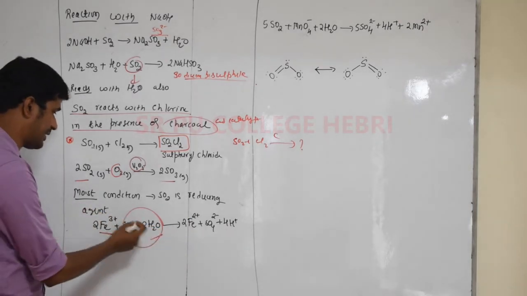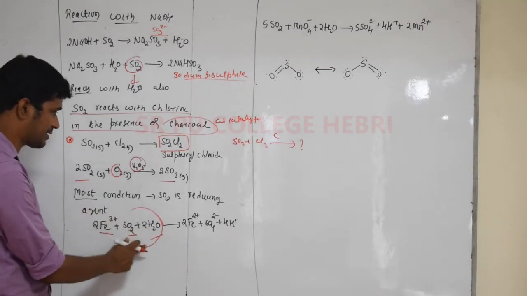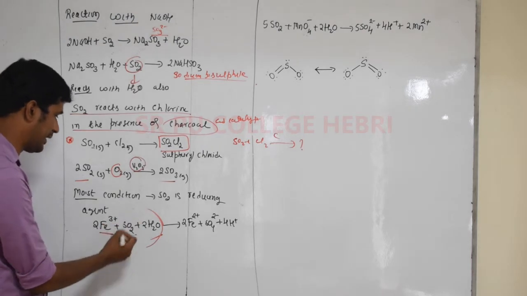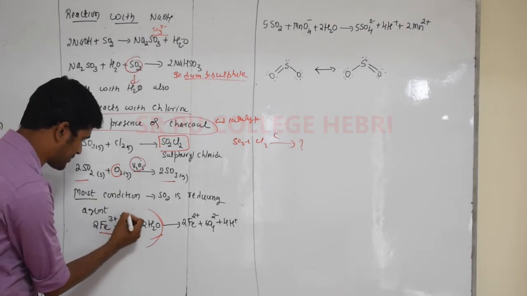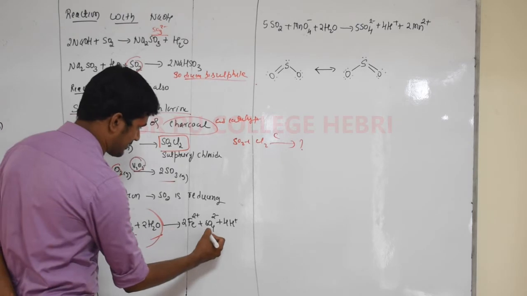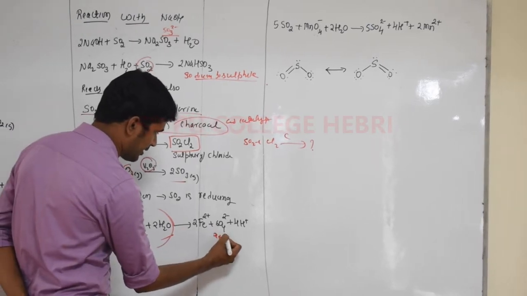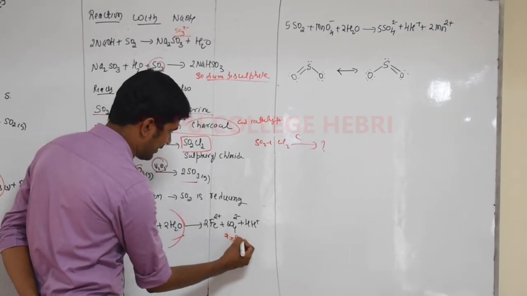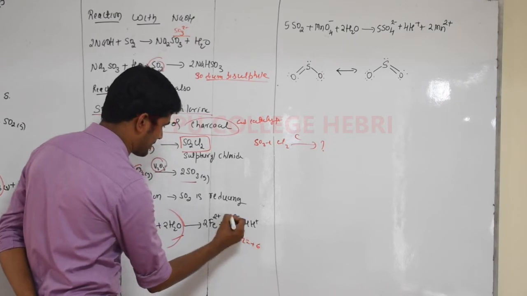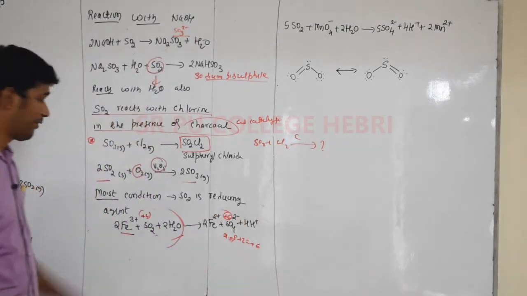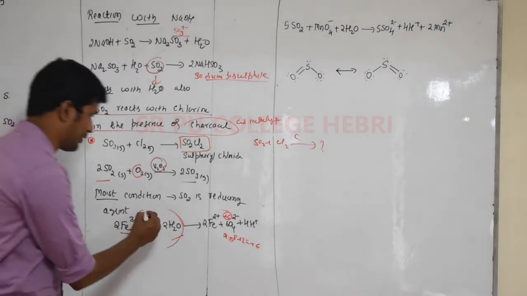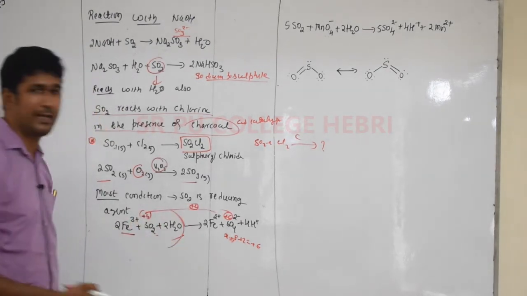Here the oxidation state changes. What is the oxidation state of sulfur here? That is important. The sulfur oxidation state is plus 4. When it comes here, the sulfur oxidation state is X plus X minus 8 plus 2, that becomes plus 6 here. Understood? Notice, 2 electrons are transferred. During this process, 2 electrons will be transferred.